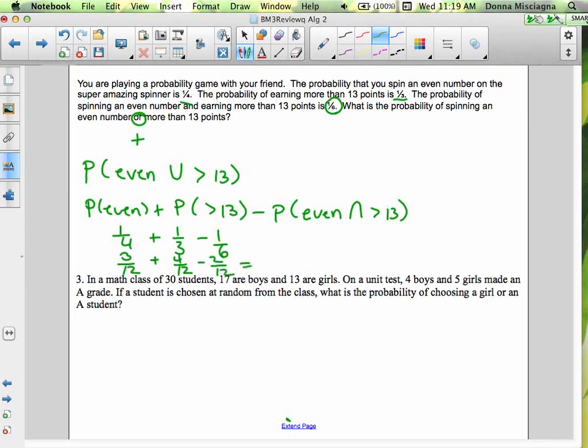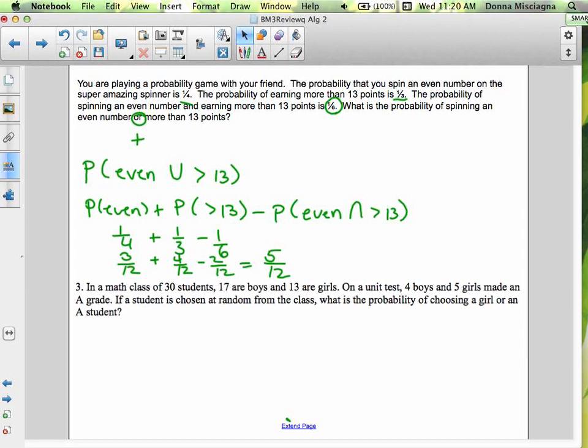All right, so the probability that you will get an even number or greater than 13 would be 7/12 minus 2/12, so that is 5/12. Right? So don't forget to subtract off anything that's in both categories. Otherwise, you've counted them twice.